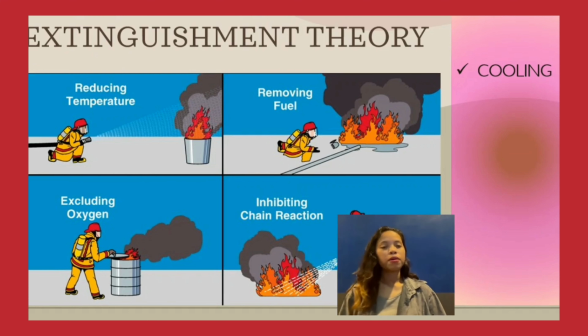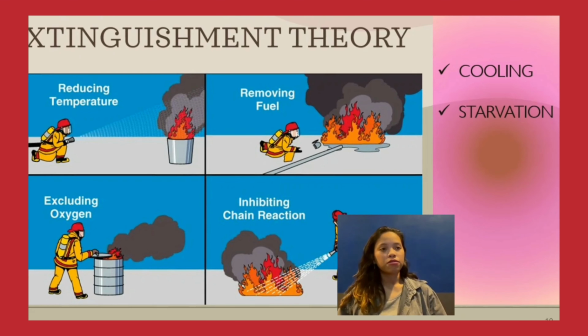So they will cool first the neighboring houses so that they can prevent them from catching fire as well. So that is the method of cooling that firemen practice. We have here the next theory, the starvation. It is the process of removing fuel. Next is we have the smothering, or this is what we also call blanketing. So it is excluding oxygen.